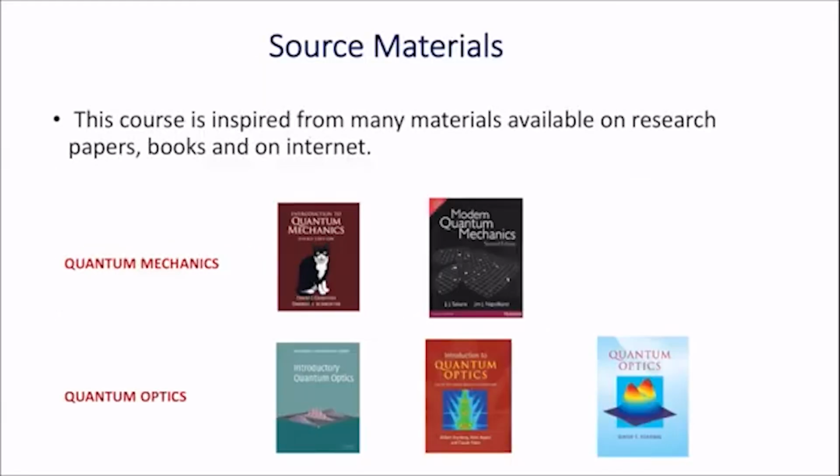The source materials on which this course relies are taken from research papers, books, and even from the internet. For quantum mechanics, you may look at the elementary book by David Griffiths, 4th edition has come up. Apart from that, there is a little bit on the higher side, that book is Sakurai's Modern Quantum Mechanics.